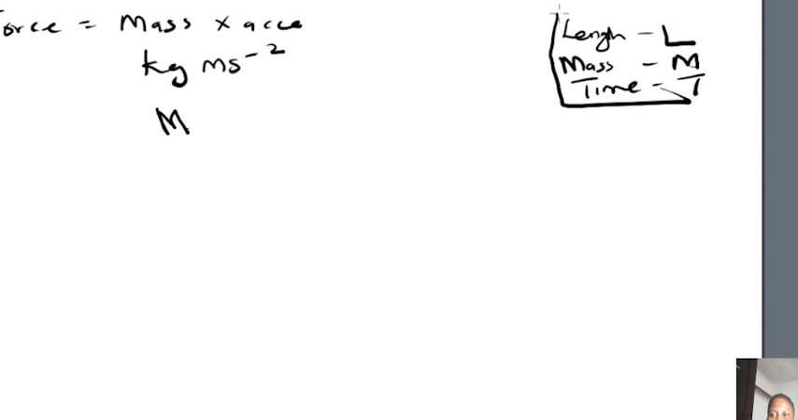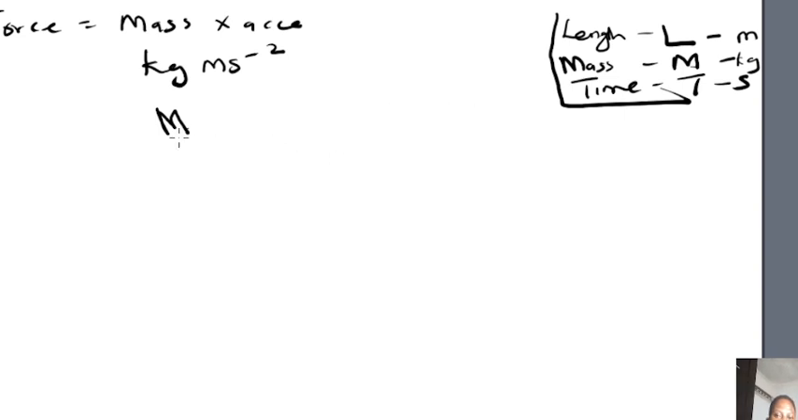Okay, let me just put this here. Don't forget that the unit for length is meter, the unit for mass is kg, the unit for time is second. So anytime we see m, we're going to be representing it with L. Anytime we see s, we're going to be representing it with T. And anytime we see kg, we're going to be representing it with M.